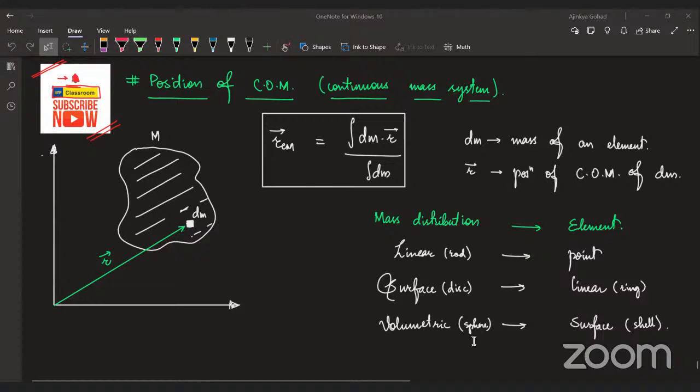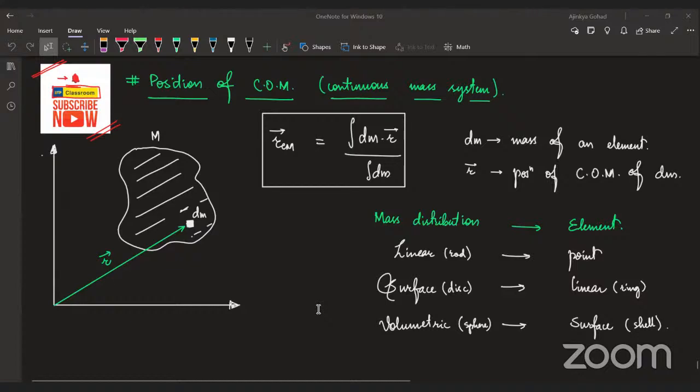And a volumetric mass distribution like a solid sphere can be broken down into surface elements like a shell. So these are the types of distributions that we are going to look at, and these are the types of elements that we're going to break it down into.